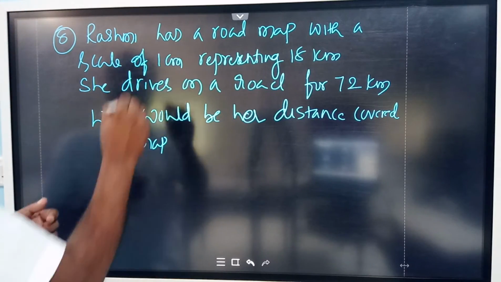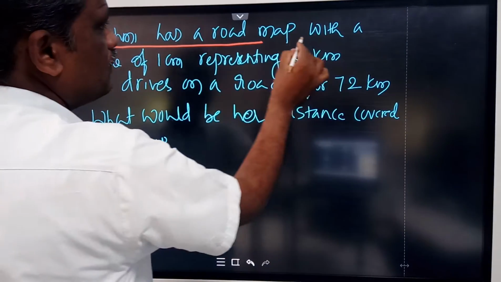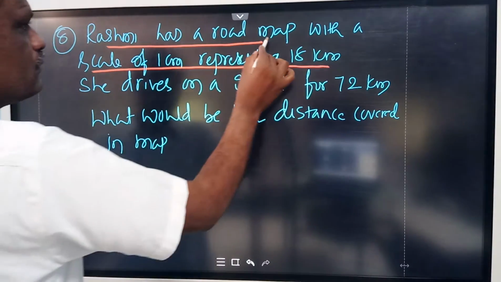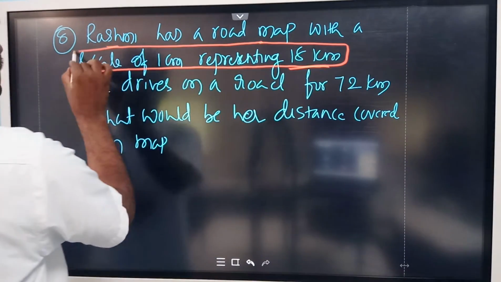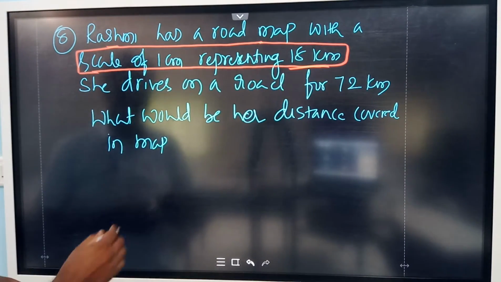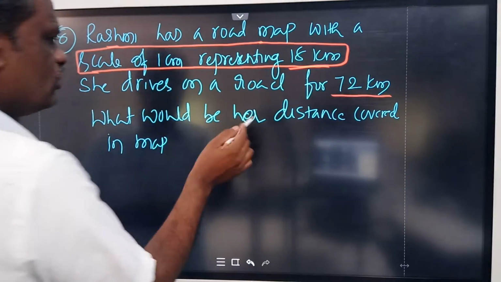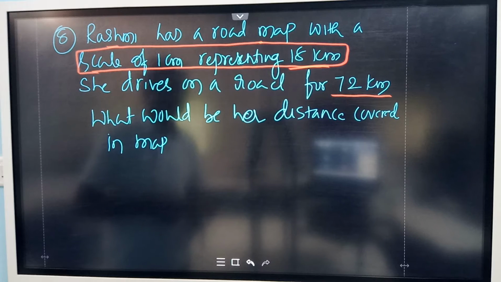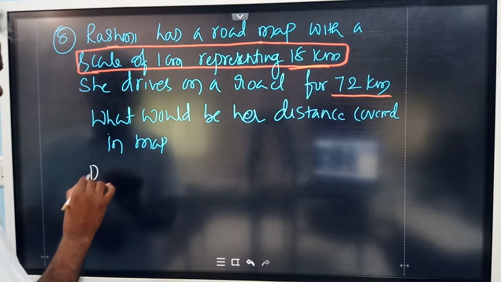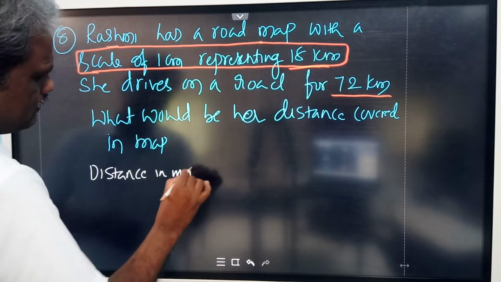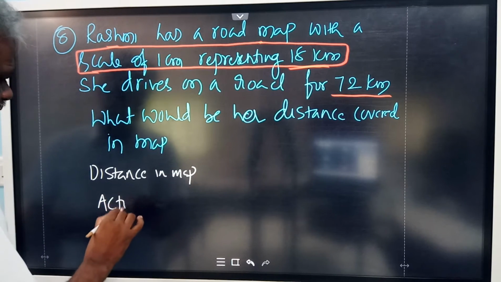See, Rashmi has a road map with a scale of 1 centimeter representing 18 kilometer. She drives on a road for 72 kilometer. What would be her distance covered in map? Distance in map, we can make a table. Distance in map, then actual distance.